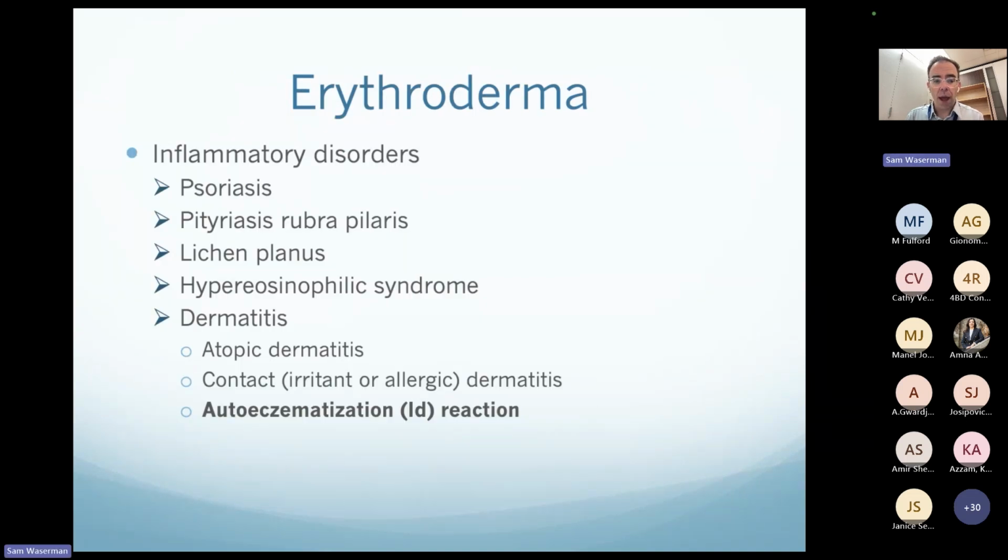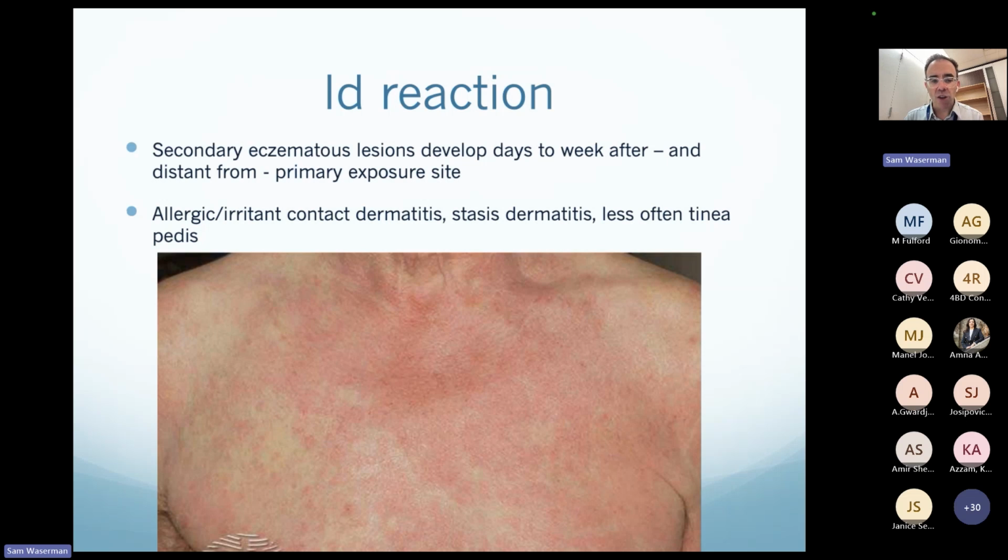So I'm just going to skip over other inflammatory conditions, and I want to go to something called an autoeczematization reaction or an ID reaction, because it's something that's often missed or under-recognized. So an ID reaction or autoeczematization reaction is where secondary eczematous lesions develop days or even weeks after and distant from the primary exposure site. And typically this is a result of an allergic or irritant contact dermatitis.